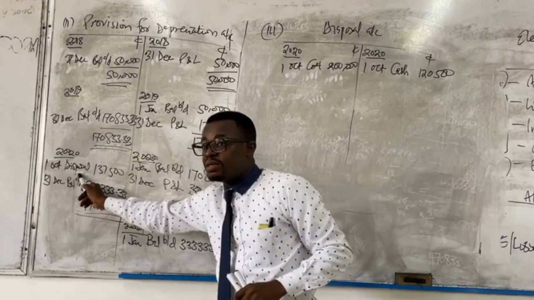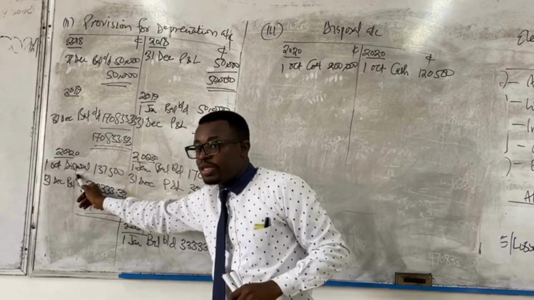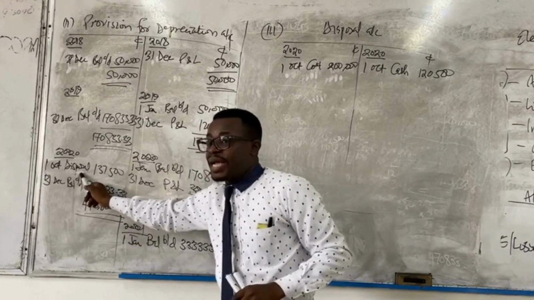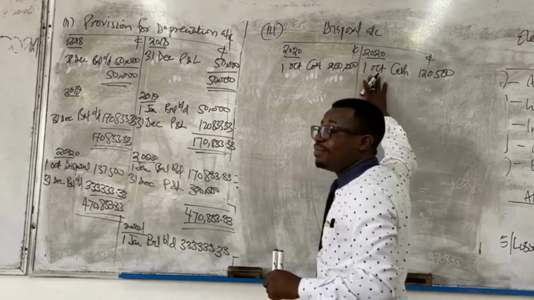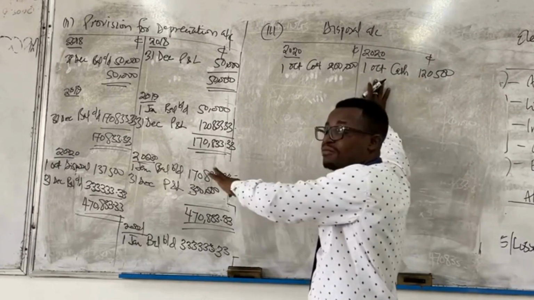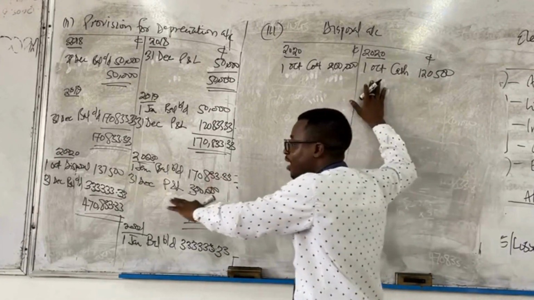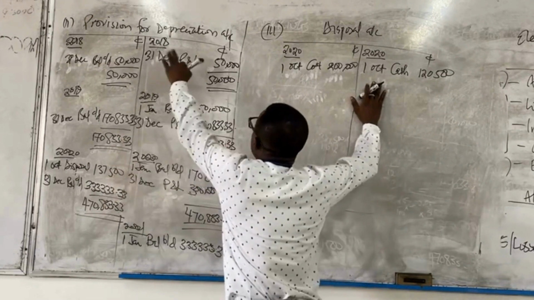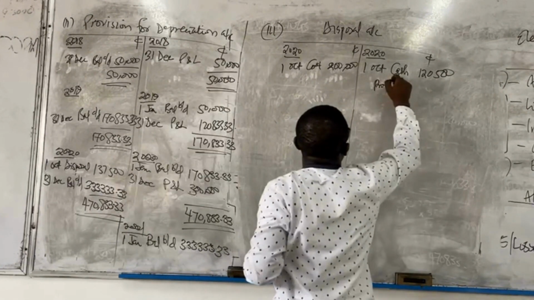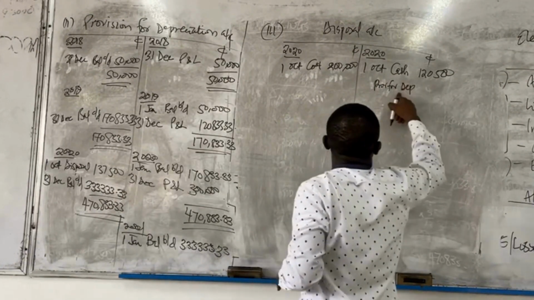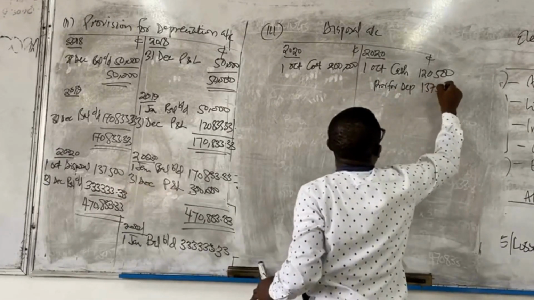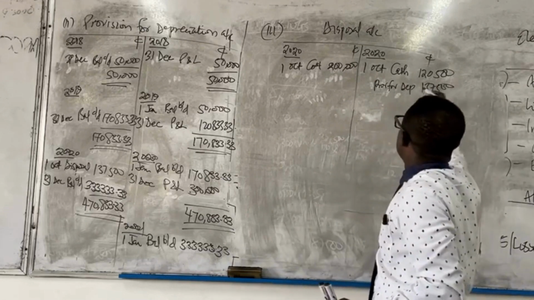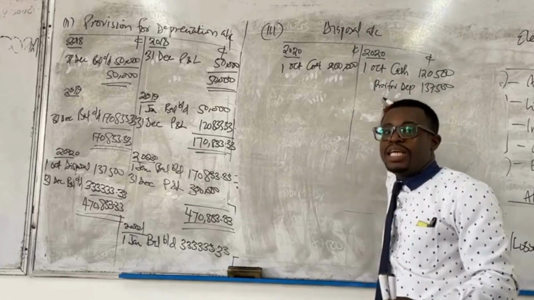The same date, 1st October 2020. On which side? Debit side. So when we go to disposal, on which side will it be? Credit side. The same date. But where is the value coming from? Where is the entry coming from? Provision for depreciation account. How much? 137,500. You can write here either provision for depreciation or accumulated depreciation.